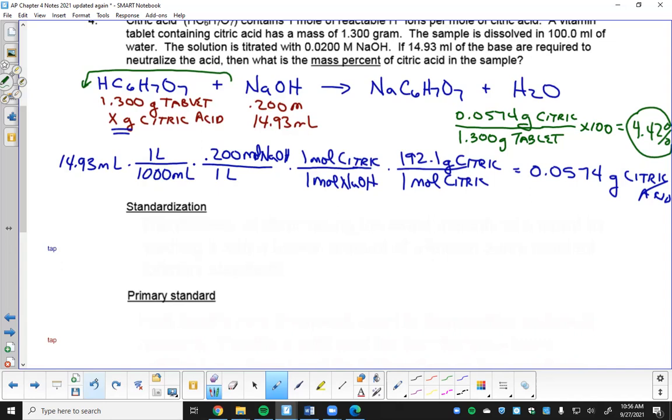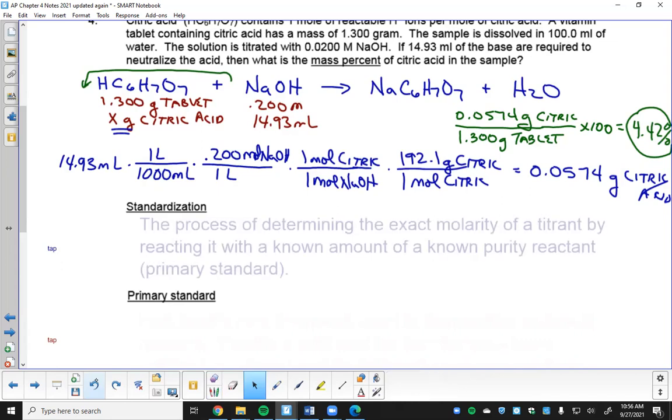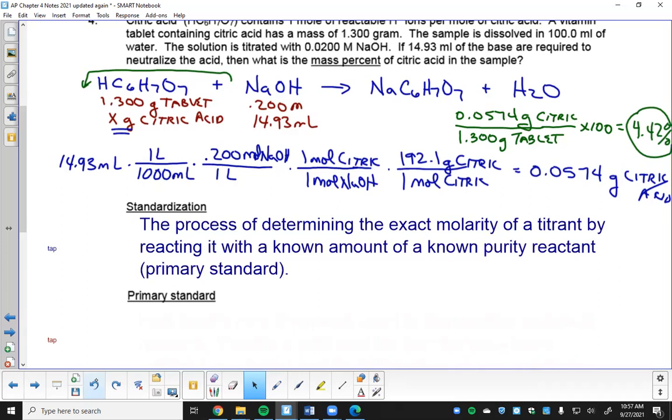A little bit more terminology your way. The 192.1 is the molar mass of this compound. So I'm going to throw two terms at you here, and the terms that we use in our lab as well. First one is standardization. When you're doing a titration, you often have to standardize a solution. Your known titrant, you have to often standardize it to make sure you know exactly what its molarity is. And that process is called standardization.